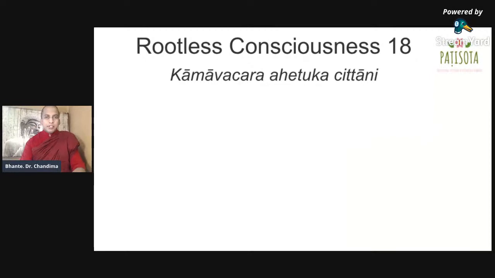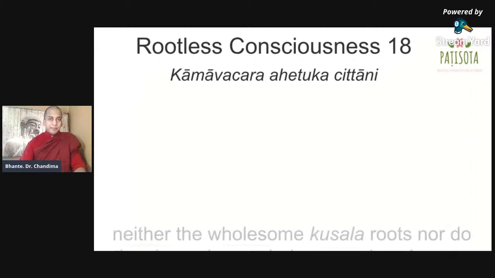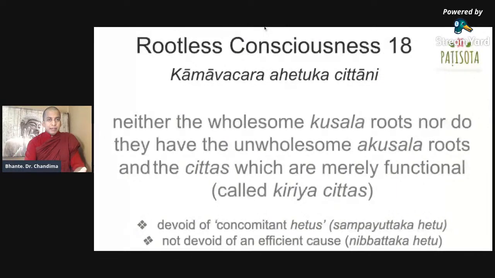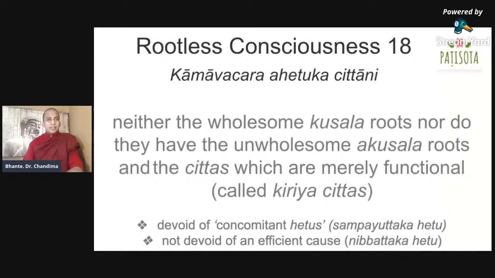Okay, rootless consciousness. That means Kamavachara ahetuka chittas, because ahetuka chittas appear only in the Kamavachara. So basically, the ahetuka chittas that we talk about now are 18 ahetuka chittas. Now this clearly says what a rootless chitta is. Neither the wholesome kusala roots, nor do they have the unwholesome akusala roots.